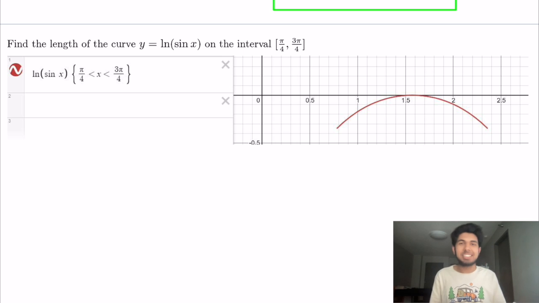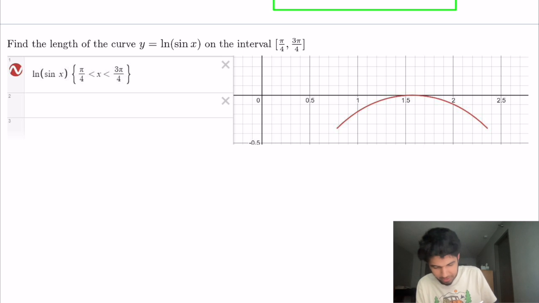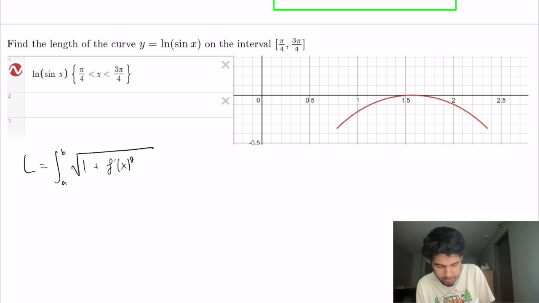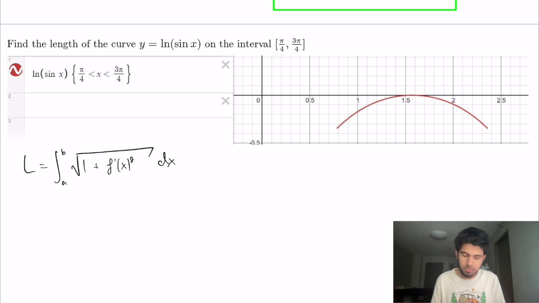There's not much for me to say here besides let's just plug it into the integral and solve for it. So the arc length, which we can call L, is the integral from a to b of the square root of 1 plus f prime of x squared dx. Our bounds are given to us, pi over 4 to 3 pi over 4.